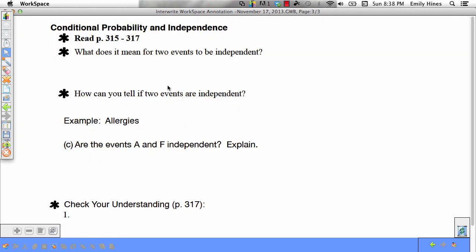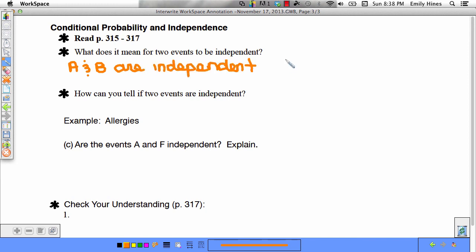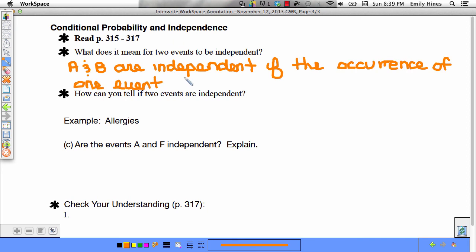A key factor in probability is independence. And what does it mean for two events to be independent? Well, for us, it means that one occurrence of an event has no effect on whether or not the other one will happen. So if I have events A and B, independence means that the occurrence of one event has no effect on the probability that the other will occur.